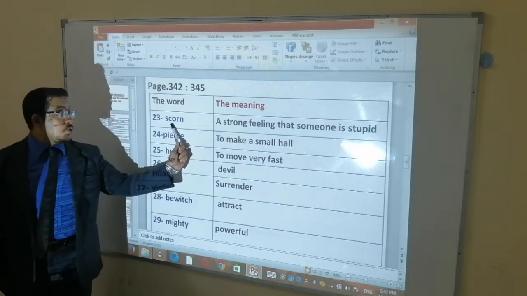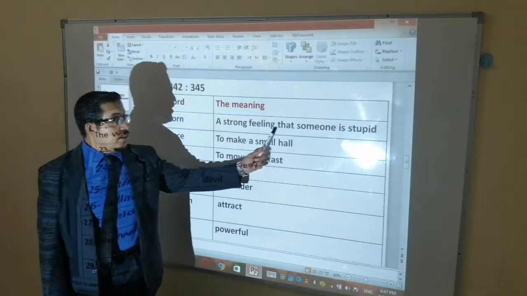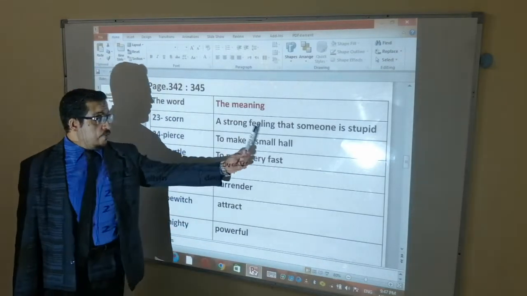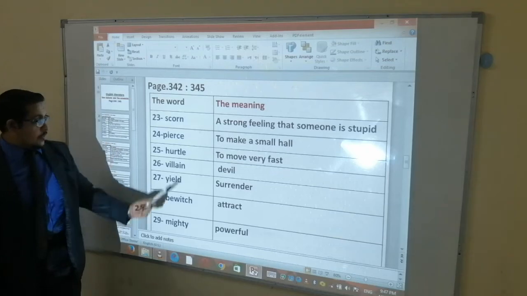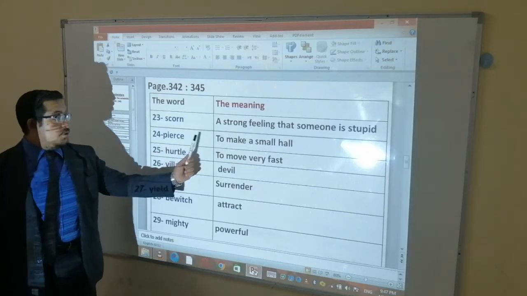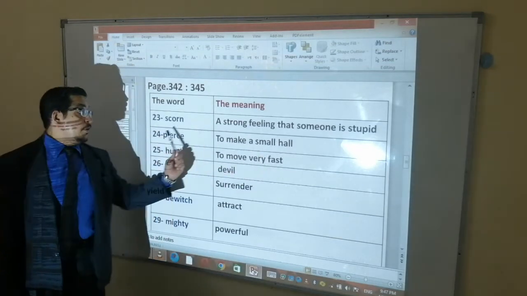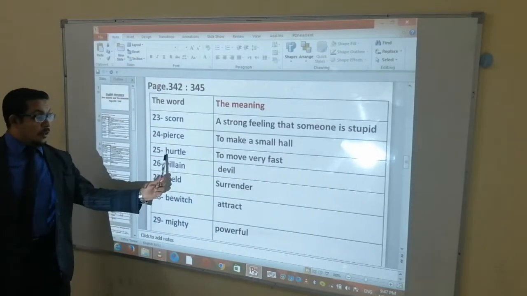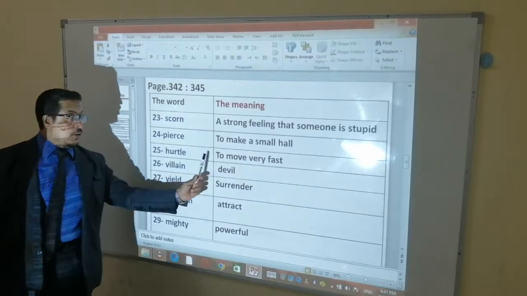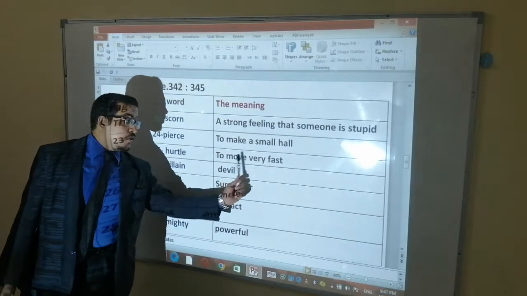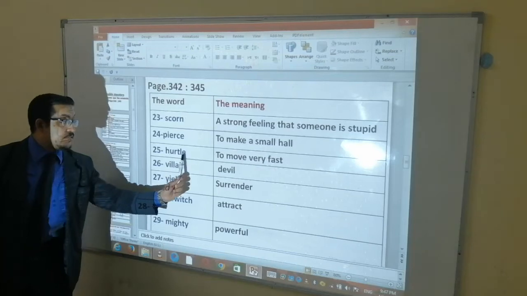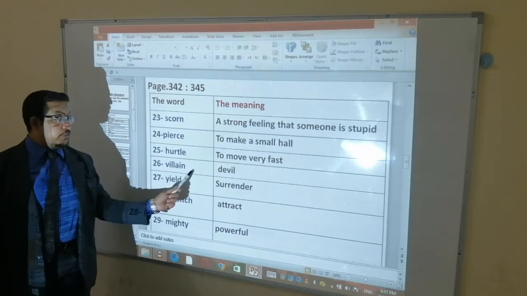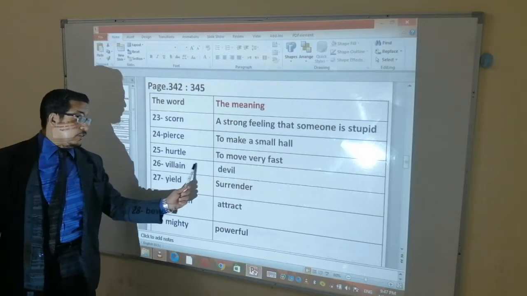Scorn, a strong feeling that someone is stupid. Pairs, to make a small hole. Hurtle. What does it mean? To move very fast. Villain, devil.